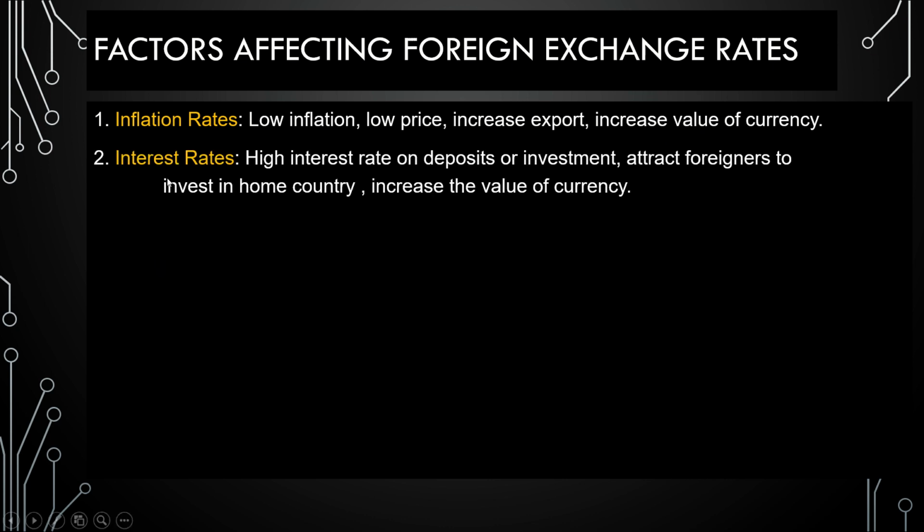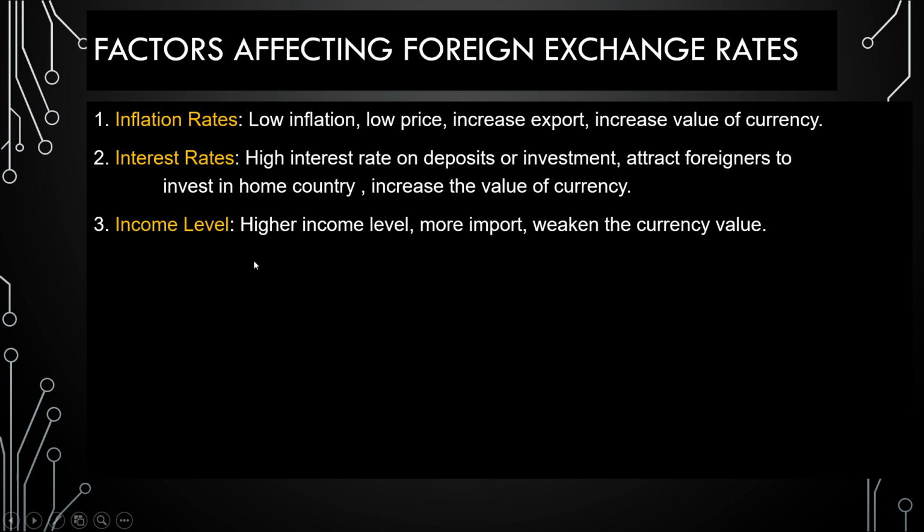Okay, and then the interest rate. Of course, when we talk about interest rate, we have two types of interest rate: interest rate on lending or interest rate on borrowing. In this case, we are talking about the interest rate on lending or deposit or investment. If one country offers a high interest rate on deposit or investment, it will attract foreigners to invest in our home country. So there will be more demand for our home currency, and then it will increase its value.